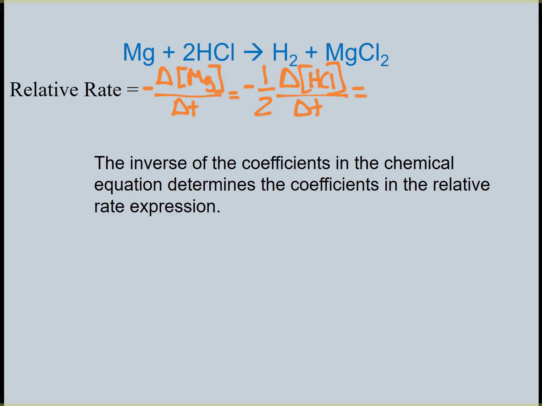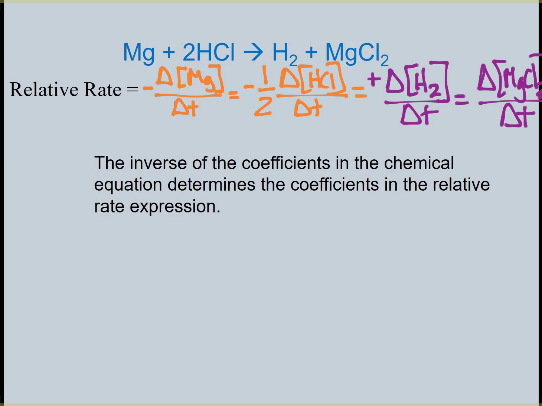And as far as my products go, they are going to appear. So you can put a little positive if you want to, but you don't need to. The hydrogen gas that's formed is just a 1 as far as balancing it. So I just do the change in concentration of the hydrogen gas over time, and that is equal to the change in concentration of the magnesium chloride over time.